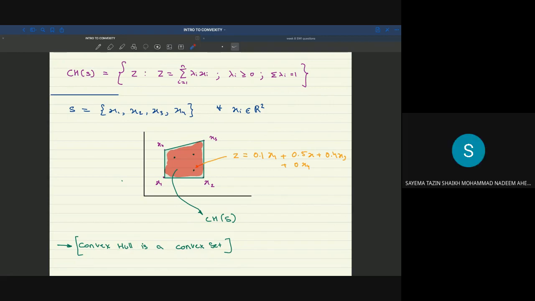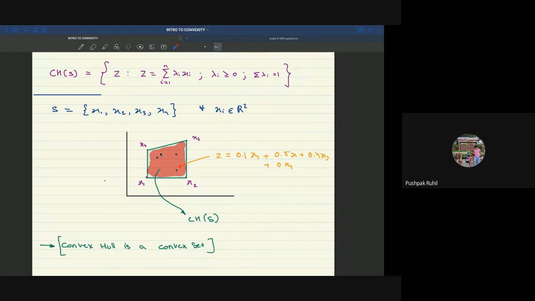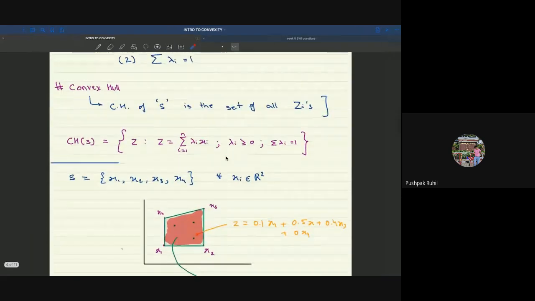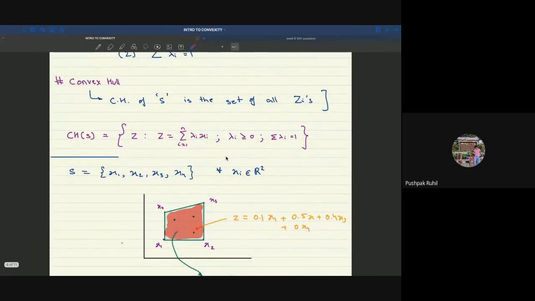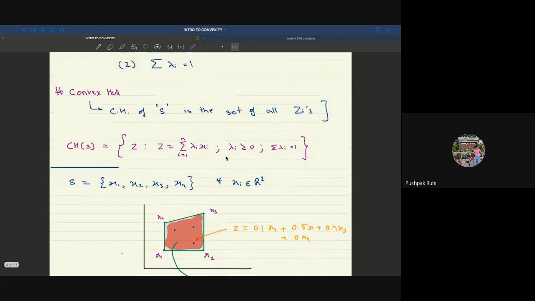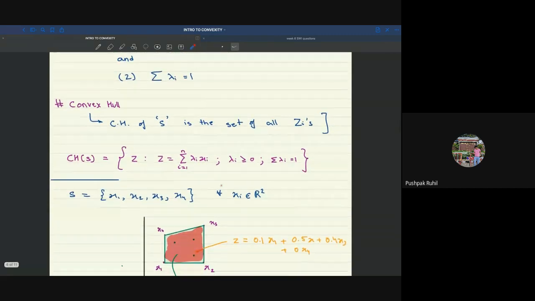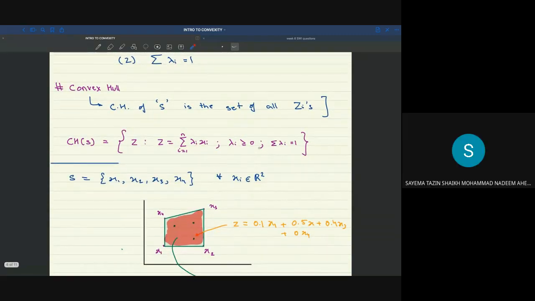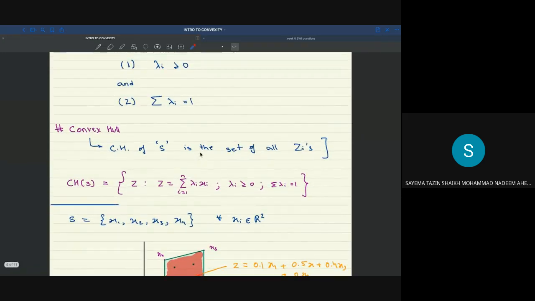Sorry, convex function and convex hull. So they are quite different. The definitions are different. We are not talking about functions when we are talking about convex hull. It is the linear combination only when we are talking about the function, and if the convex hull is there, then lambda is a condition.